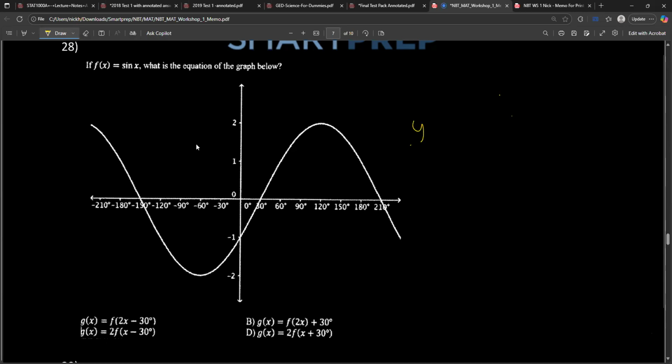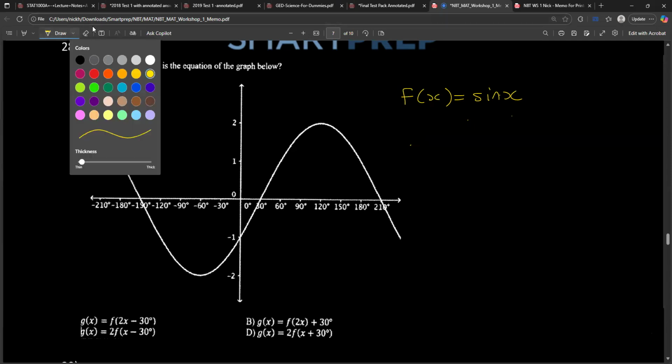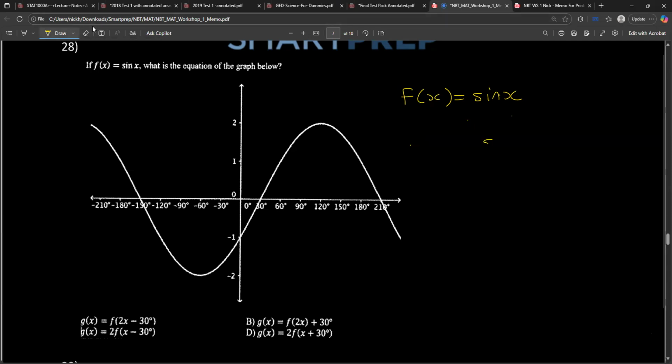Okay, so here we have y equals a sine x. Well, they've said that f of x equals a sine x, right? So what we're saying is f of x is equal to sine x. So that's the same as saying y equals sine x, right? So what I'm going to do is keep it as sine x here. Okay, so we know that f of x is sine x.